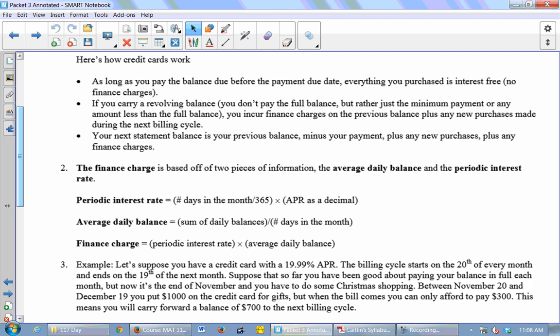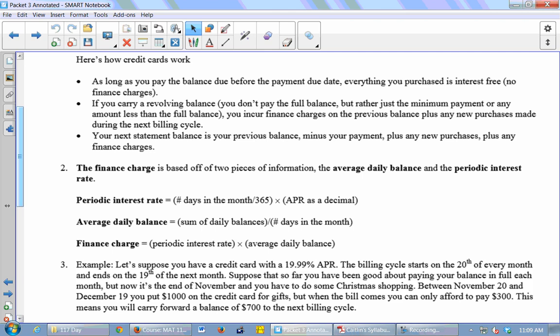All right, so as long as you pay the balance that's due before the payment due date, everything you purchased is interest-free, no finance charges, as long as you pay the whole balance off at the end of the month. If you carry a balance forward to the next month, so you don't pay everything that's due, but you make a minimum payment or any amount less than the full balance, you incur a finance charge on the previous balance, plus any new purchases made during the next billing cycle.